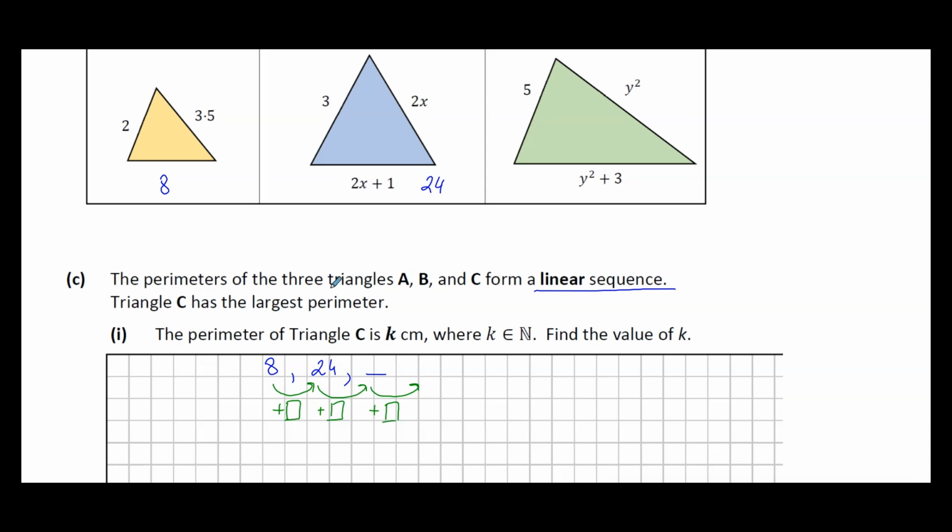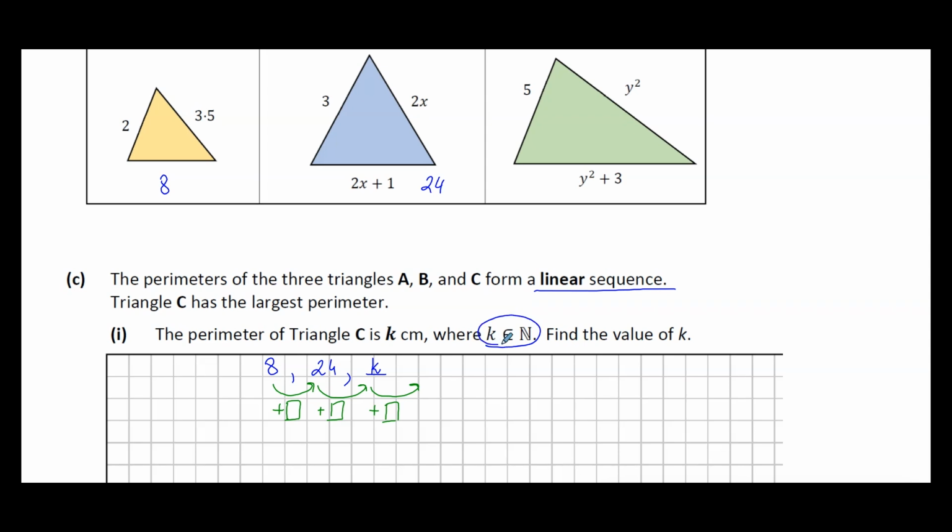So triangle C has the largest perimeter because it's the biggest. The perimeter of triangle C is K. So that's what we know, it's K, where K belongs to N, meaning it is a whole number. Find the value of K.